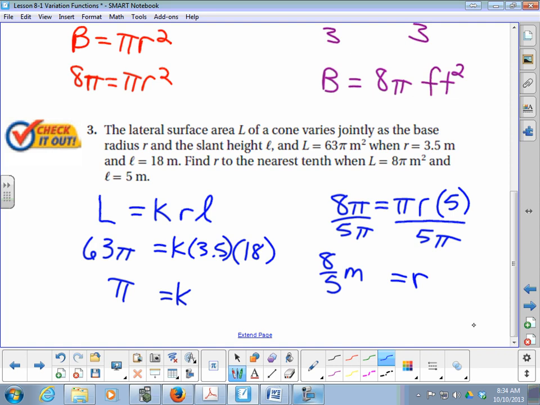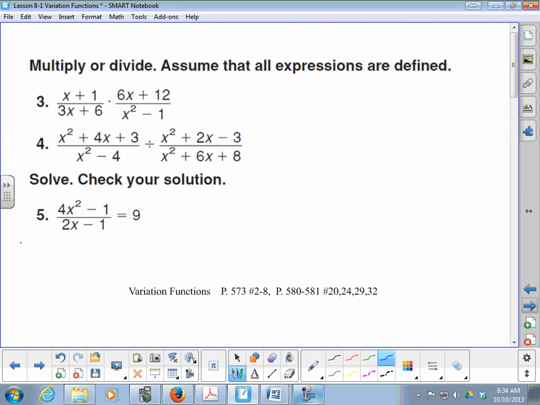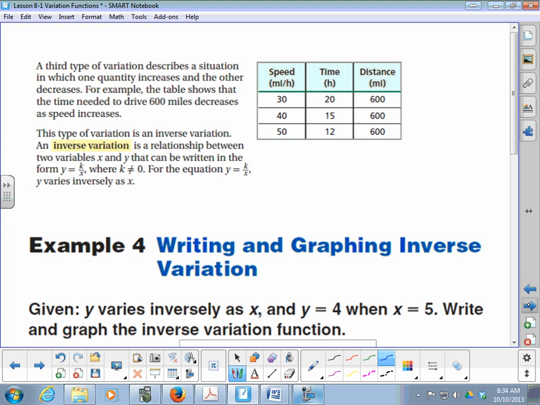Okay. No, we have 2 more. That's number 3. What's that? No, all joint variations will not be cones. Okay. All right. Oops. That's where I came from. All right. Third type of variation is called inverse variation. That other page came because I did 8.2 before 8.1 in the past sometimes.